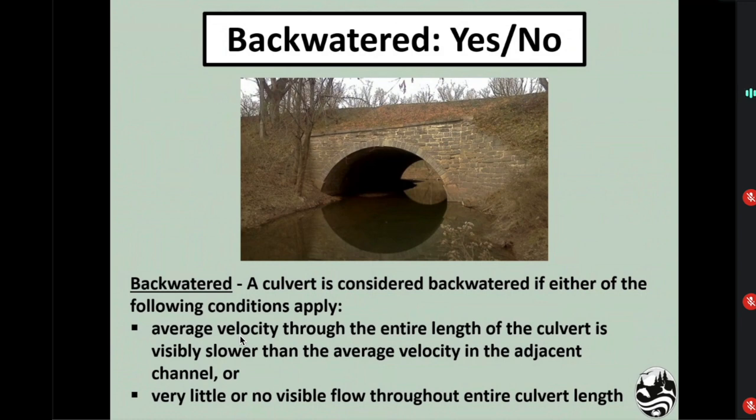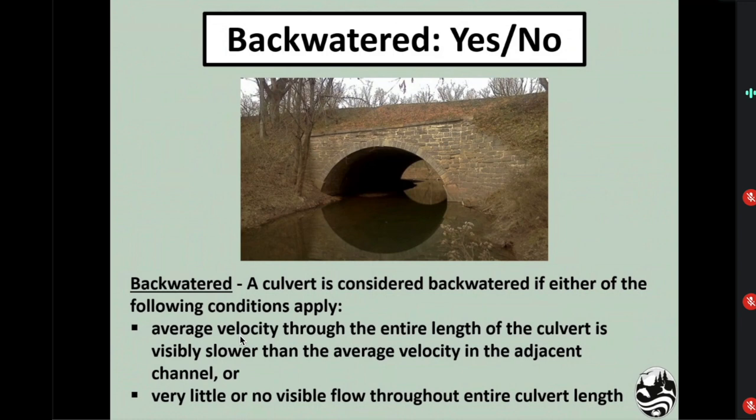What I look for is any visible flow. It used to be that any visible flow at the inlet or the outlet meant it could not be backwater. But now they're telling us the average velocity, again, that first bullet, is significantly lower than the adjacent stream or the natural stream channel.